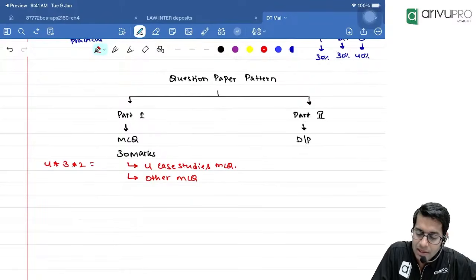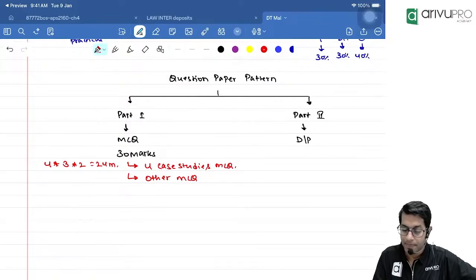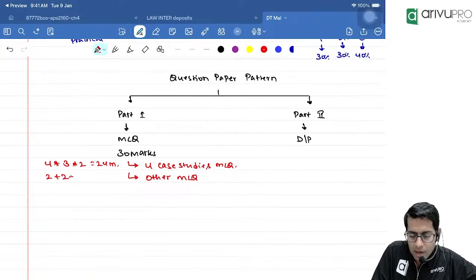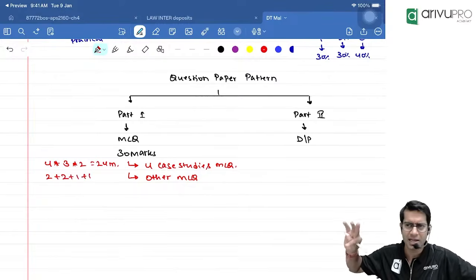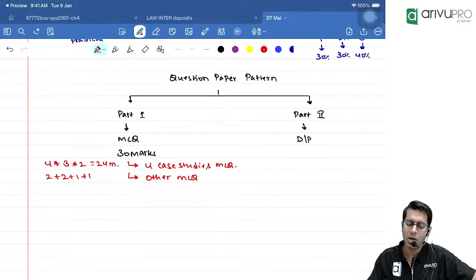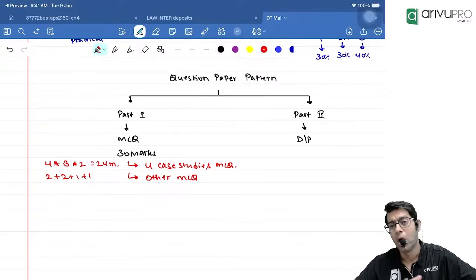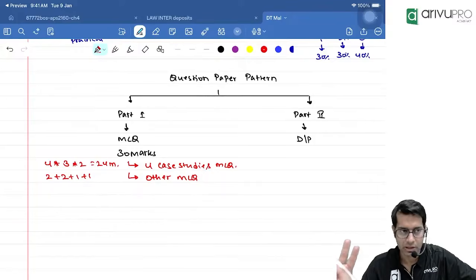So how many marks, sir? 24 marks. Okay. Then we have other MCQs. Now these other MCQs can be 2 marks plus 2 marks plus 1 marks plus 1 marks, meaning they can change this order, etc. Okay, other MCQs will be there. 2 1-mark MCQs will be there. All other MCQs will normally be for 2 marks.